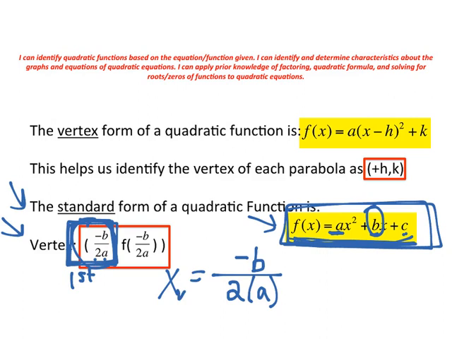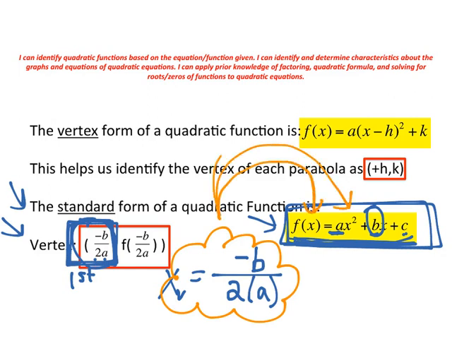Then, once I have the x value of my vertex, I can take that x value and plug it in to my function everywhere that I see x. By plugging in the x value, think about it, your x values are input. And so when I input something, something else comes out, or the output. Another name for the output of a function is the y values.